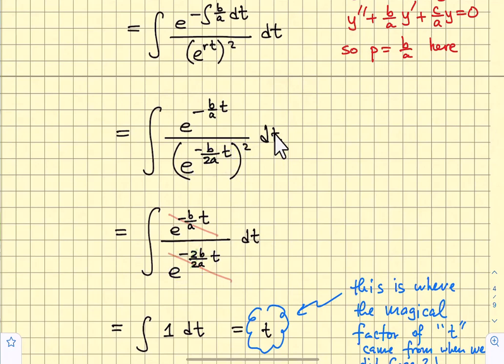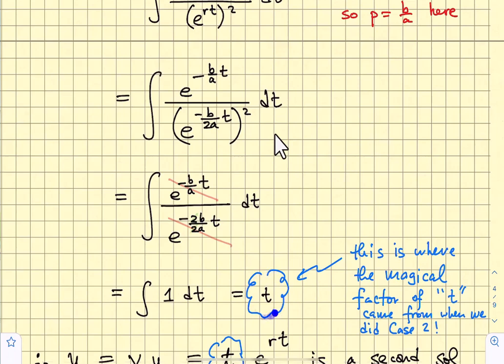And notice, after the 2's cancel, this is an e to the minus b over a times t over an e to the minus b over a times t. Those cancel. We get the antiderivative of 1 with respect to t, which is just t. And that was the magical multiplier from case 2 back when we were studying the characteristic equation.